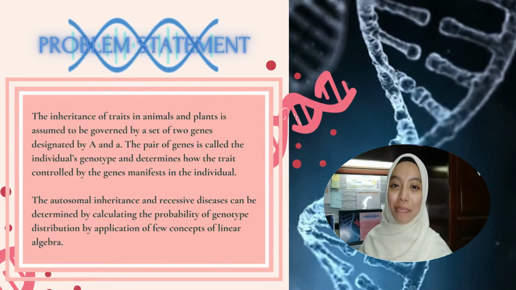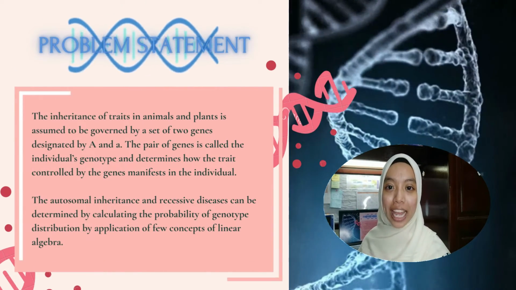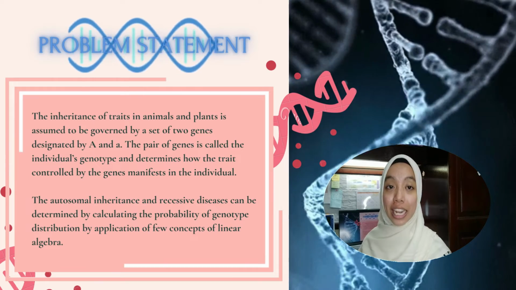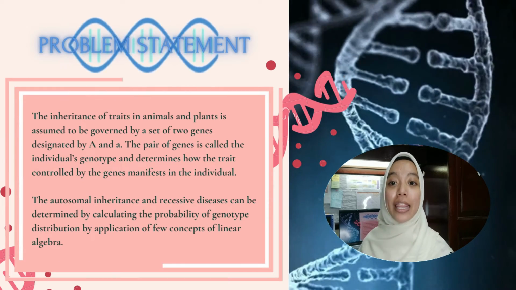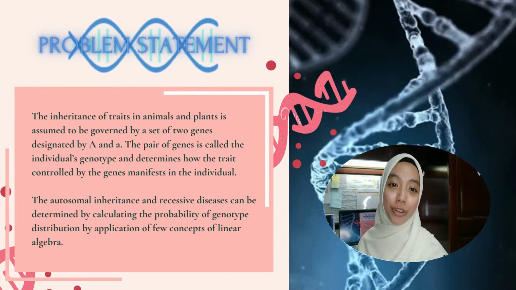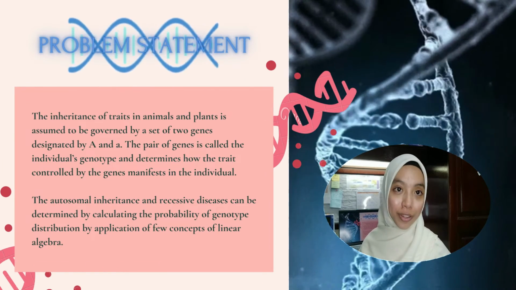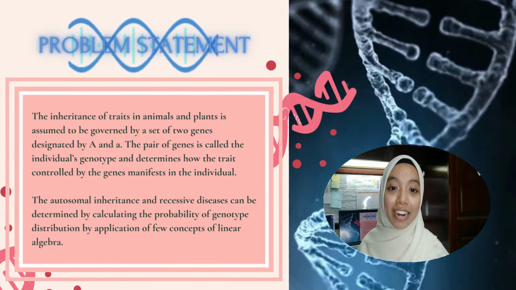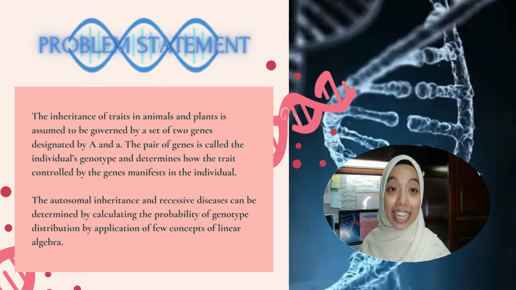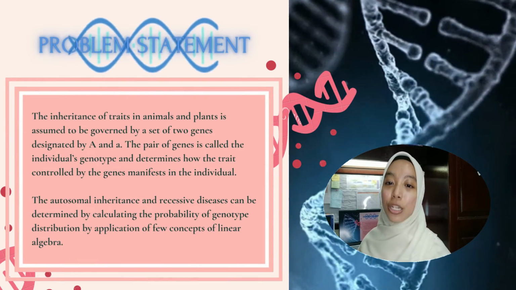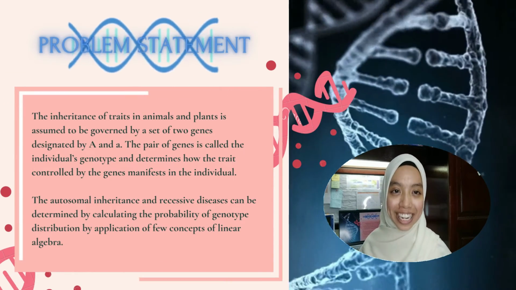Inheritance of traits in animals and plants is assumed to be governed by a set of two genes, designated by the capital A and A. The pair of two genes is called the individual's genotype and determines how the trait controlled by the genes manifests in the individual. Autosomal inheritance and recessive diseases can be determined by calculating the probability of genotype distribution through the application of a few concepts of linear algebra.